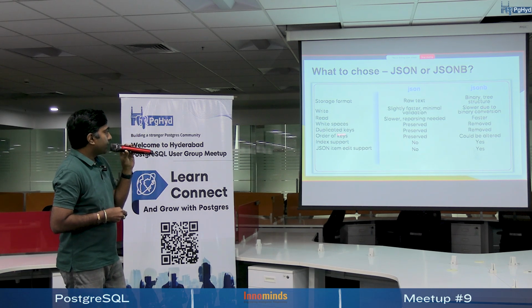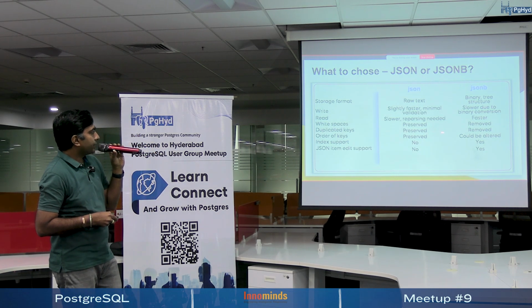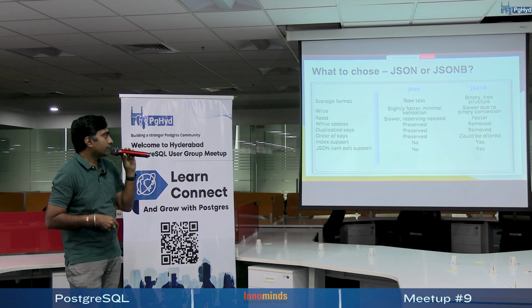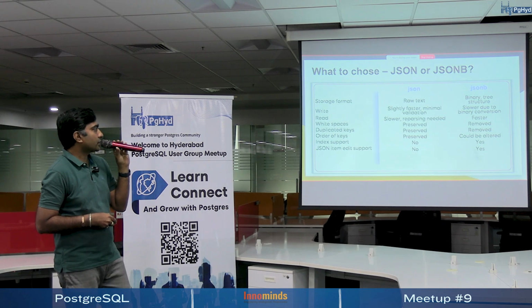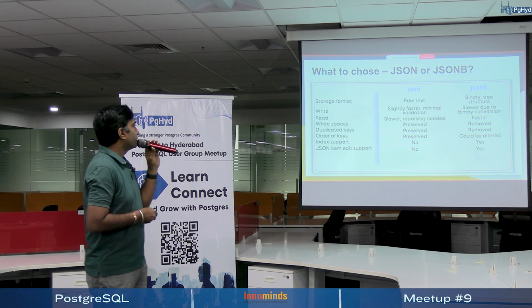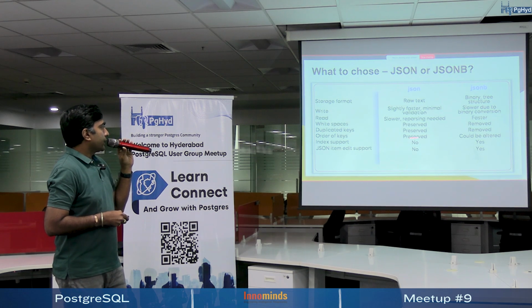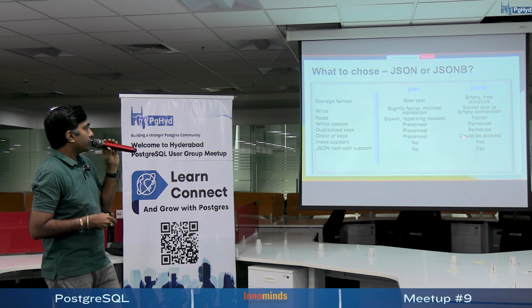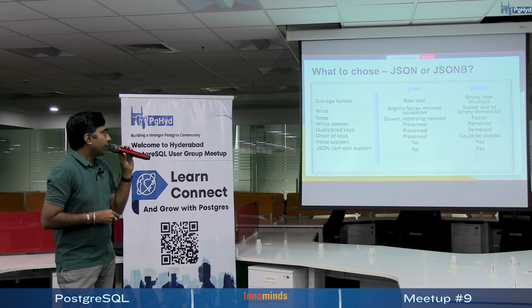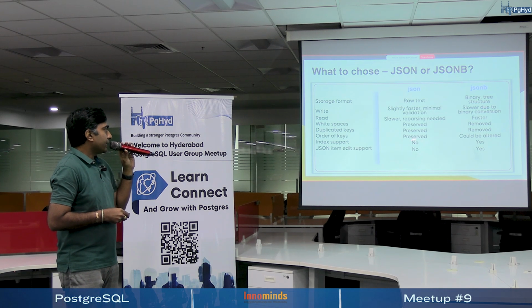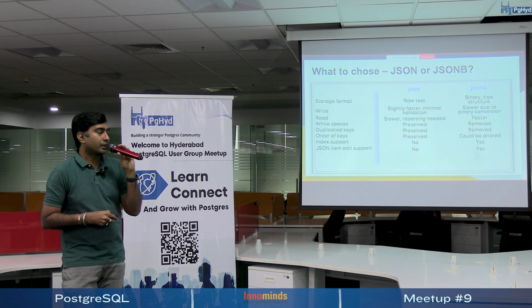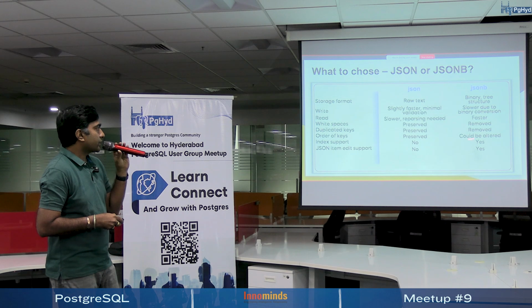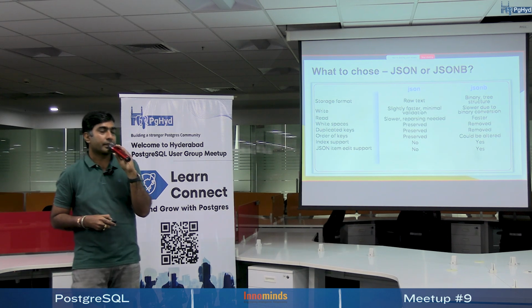White spaces and, importantly, duplicate keys, we discussed this, right? In JSON they will be preserved, whereas in JSONB they will be removed. The order of the keys is preserved in JSON; in JSONB you cannot alter it. Index supported: partially yes, we marked it as no, but it supports. And for JSONB, we discussed the GIN index.